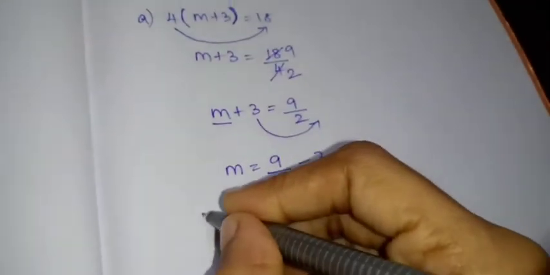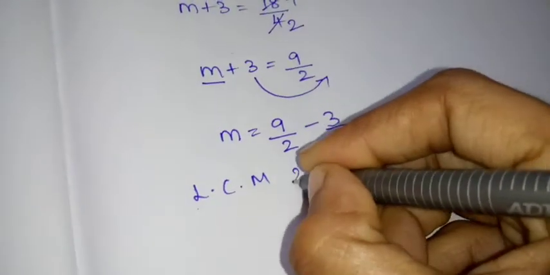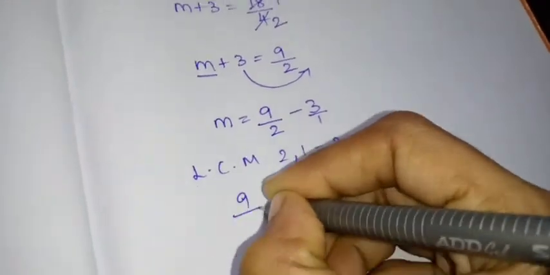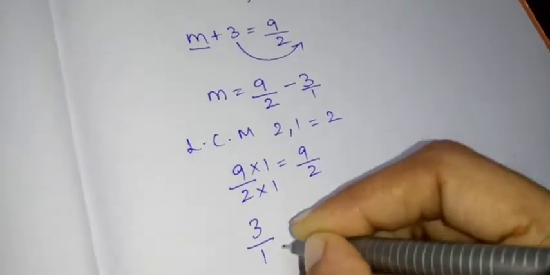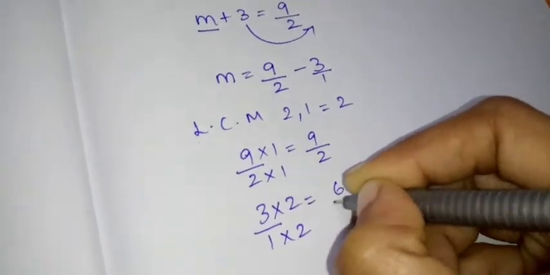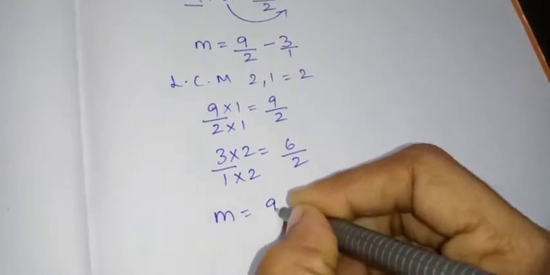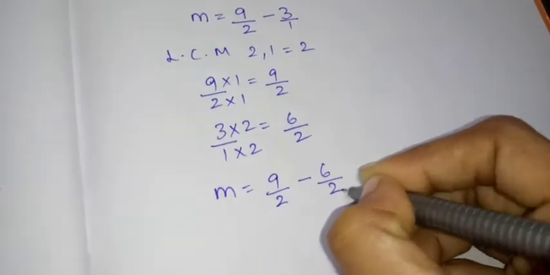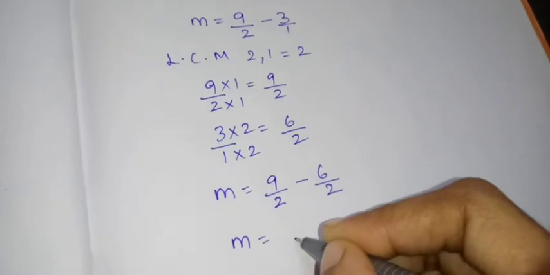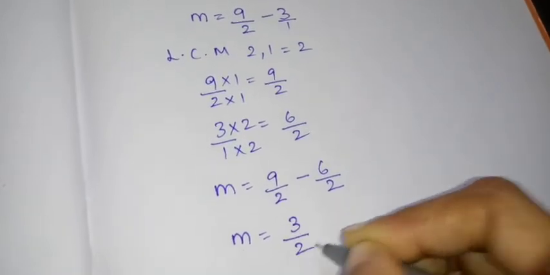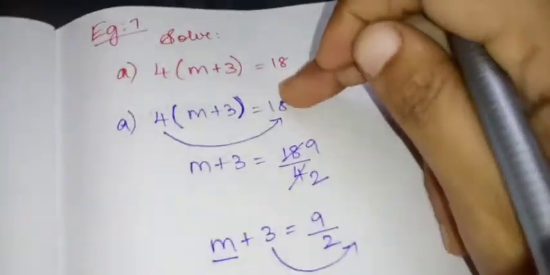Now can we subtract these two as usual? No, we have to take the LCM. 3 will become 3 by 1, correct? LCM of 2 and 1 is equal to 2. So 9 by 2 will remain 9 by 2, and 3 by 1 will become 6 by 2. Now shall we do the calculation? m is equal to 9 by 2 minus 6 by 2. m is equal to 3 by 2. 3 by 2 is the solution for this equation.